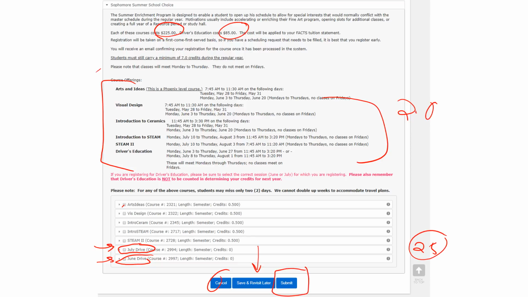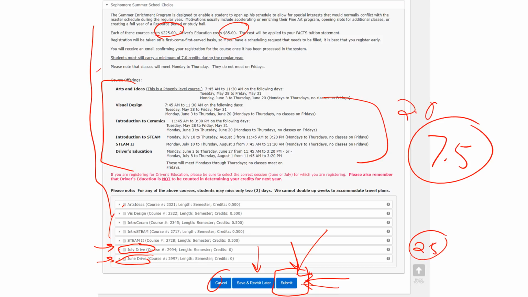The button you don't want to press until you're absolutely positively ready to make your course selections is the submit button. Once you press the submit button, any choices that you have made on any of these boxes and above are locked, and you cannot go back into the form to change them. So the submit button should be pressed only when you are done with your course selection process. You've picked the classes that you want to take, and you are sure that you have 7.5 credits for next year, and then you can press the submit button.